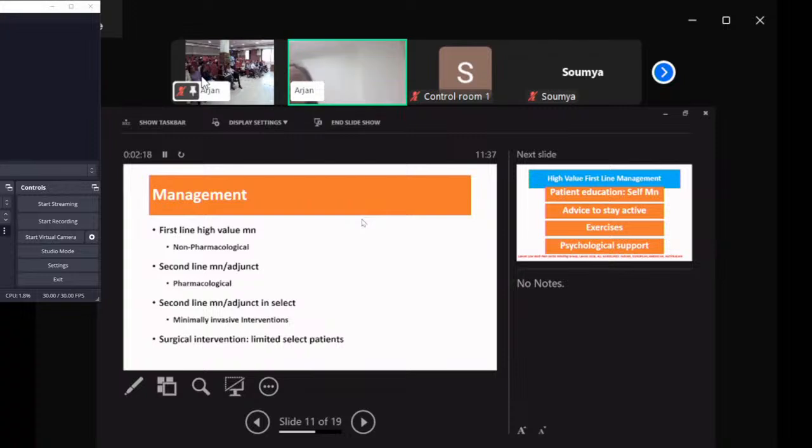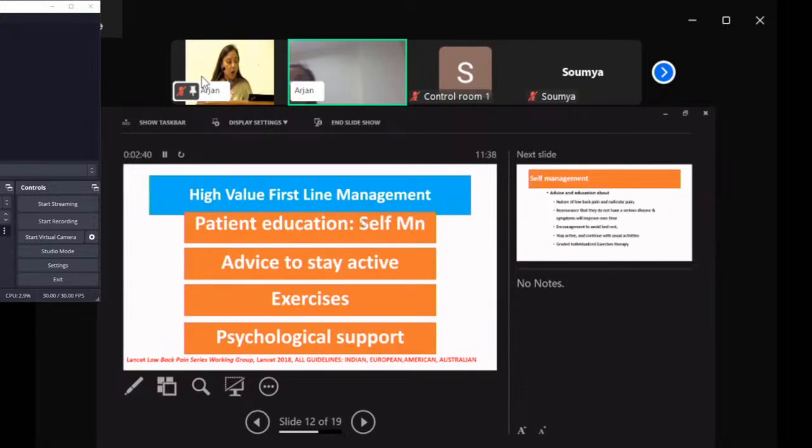So the first line, high value management, is non-pharmacological management. I'll talk about what exactly that is. Second line is pharmacological management. Then, as an adjunct, minimally invasive interventions, which we pain physicians do, and last is surgical intervention, required only in 1% of patients, refractory patients. All guidelines, whether Indian, European, American or Australian, emphasize high value first line management. And what is that?